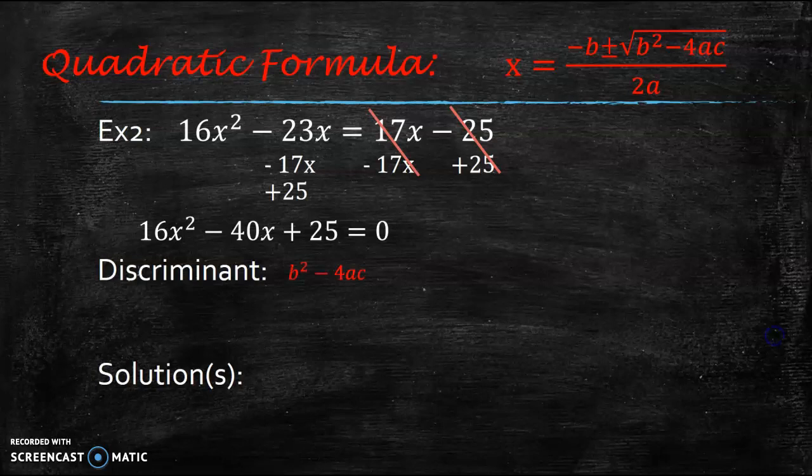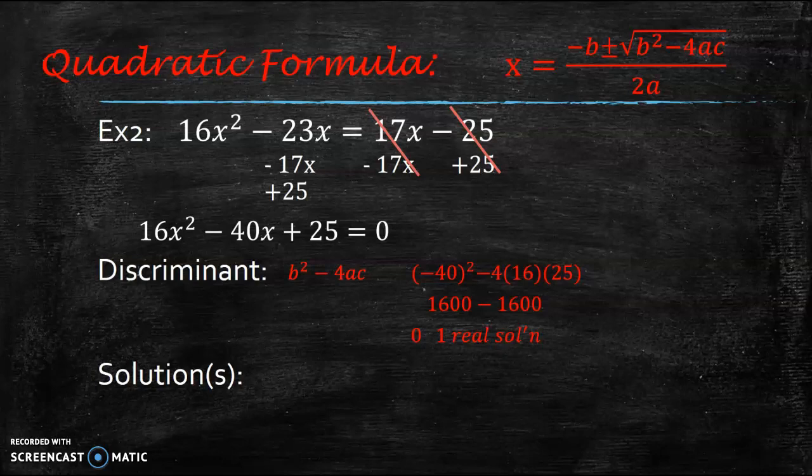So let's go ahead and figure out what the discriminant is. Again, the discriminant is b squared minus 4ac. So if I plug in the values, I'll have negative 40 squared minus 4 times 16 times 25. If I evaluate all that out, that's 1600 minus 1600, which gives you 0. When your discriminant is equal to 0, you have one real solution.